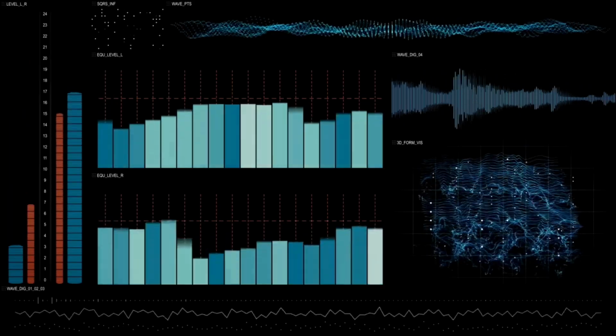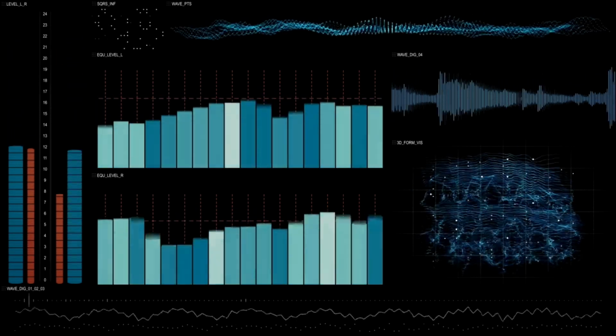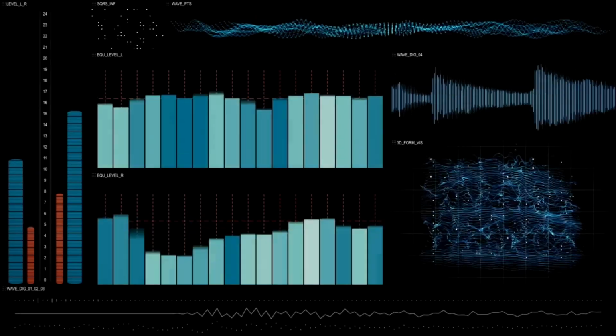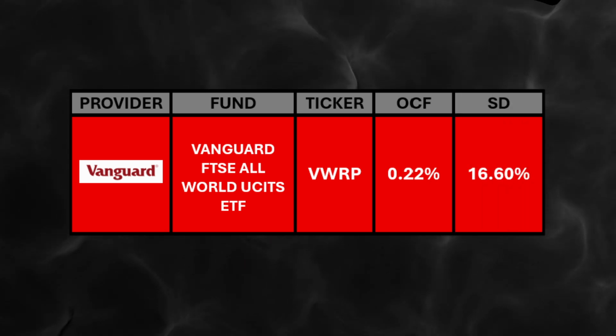The risk factor for this fund is 6, and that is the same with all the funds that we feature today. Price volatility, which is closely associated with risk, is measured by standard deviation. Generally, the bigger that standard deviation number, the higher the price volatility and the riskier the asset. And the 3-year standard deviation figure for this ETF is 16.60%.